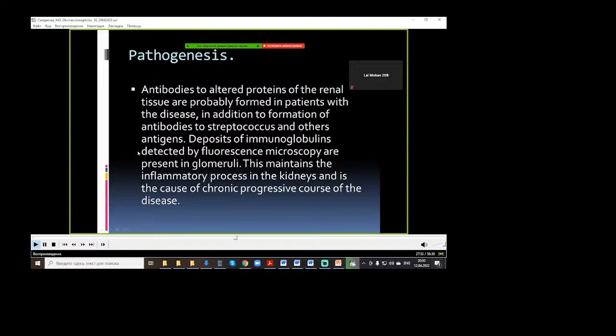Pathogenesis of chronic glomerulonephritis. Antibodies to altered proteins of the renal tissue are probably formed in patients with the disease, in addition to formation of antibodies to streptococcus and other agents. Deposits of immunoglobulins detected by fluorescence microscopy are present in glomeruli. This maintains the inflammatory process in the kidneys and is the cause of chronic progressive course of the disease.